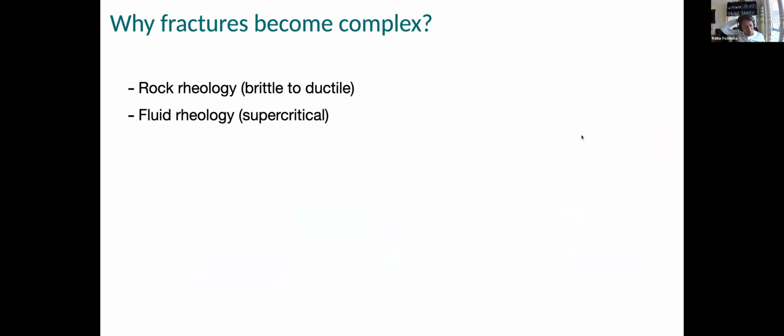So then we can think of two reasons. Of course we know that the rheology of the rock changes, so it changes to ductile, and also the fluid rheology changes, since the water is already in a supercritical condition, which contributes to the complex fracture.